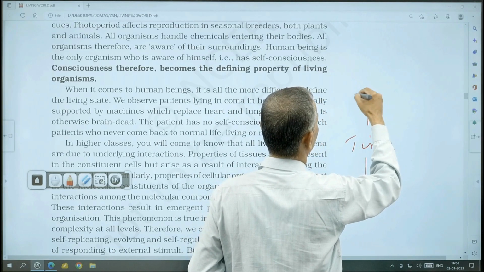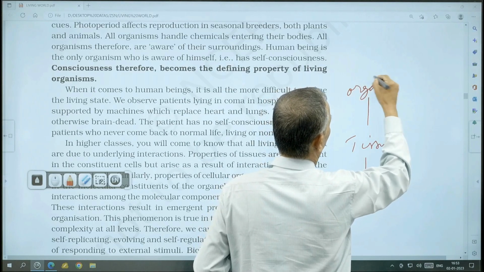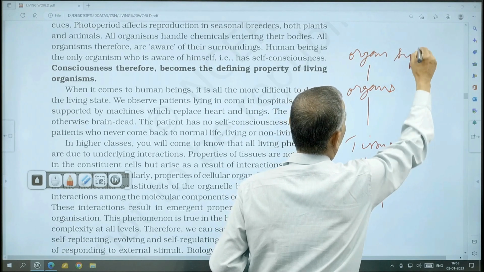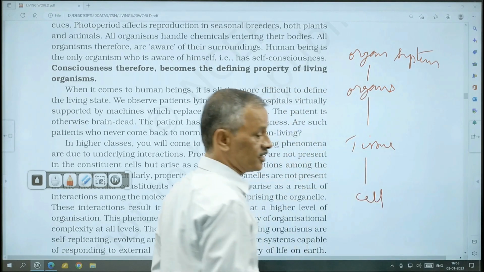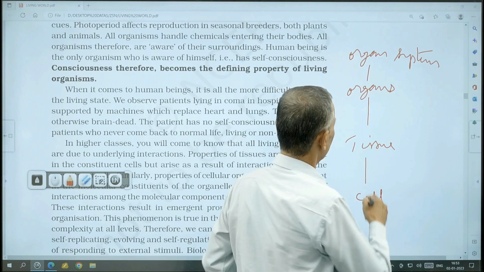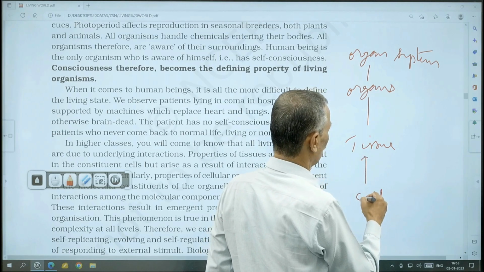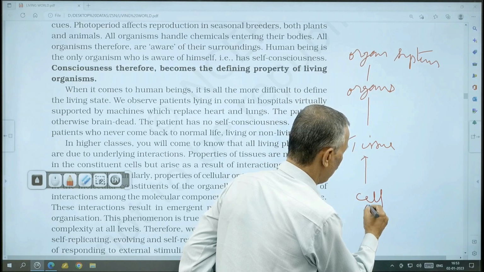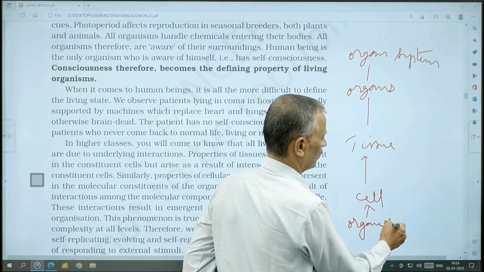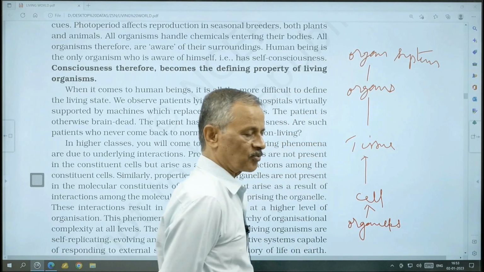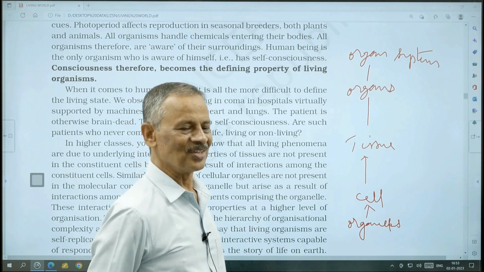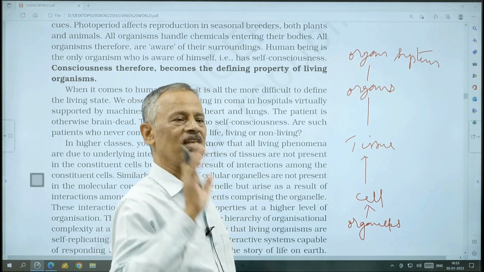Tissues are organized to form organs. Organs are organized to form organ systems, like the respiratory system and digestive system, which are made up of a number of organs. Understand that a cell itself is also organized from a large number of organelles. A cell is made up of nucleus, plasma membrane, cytoplasm, endoplasmic reticulum, Golgi complex, mitochondria. So these are all the different organelles of a cell.